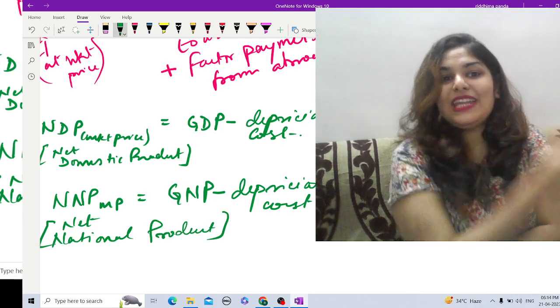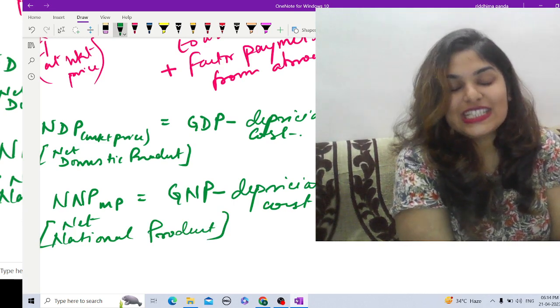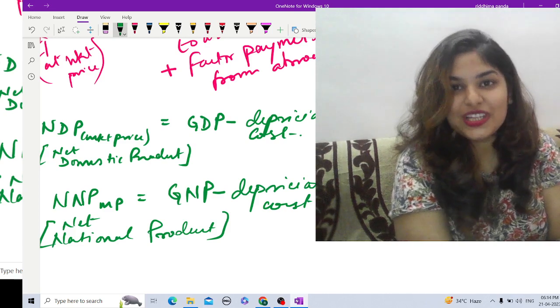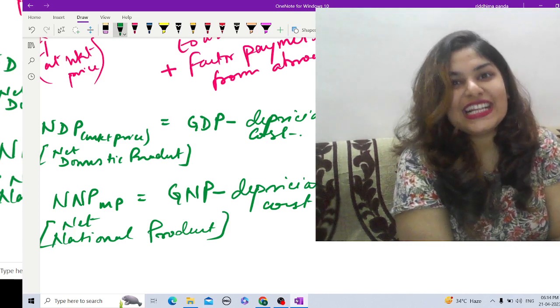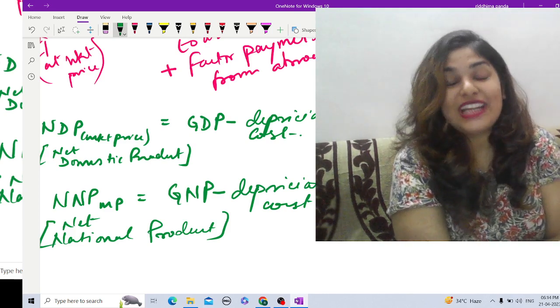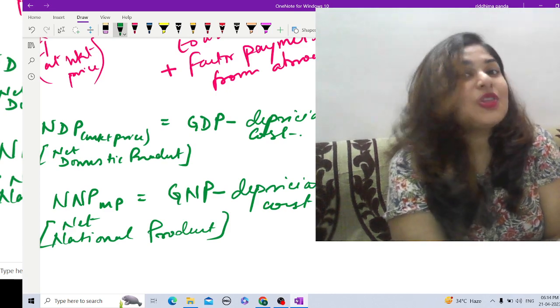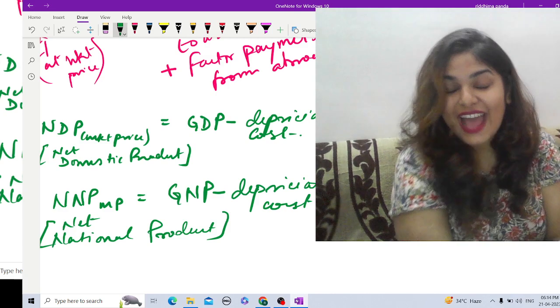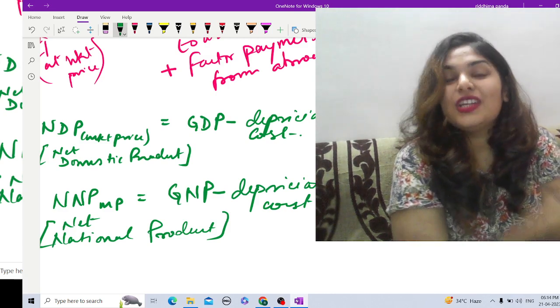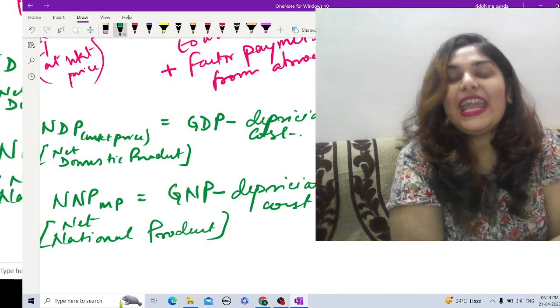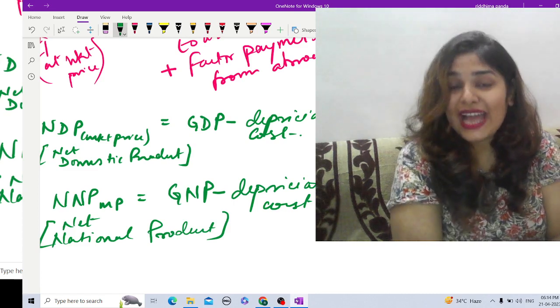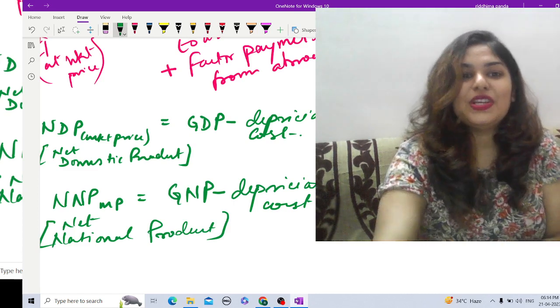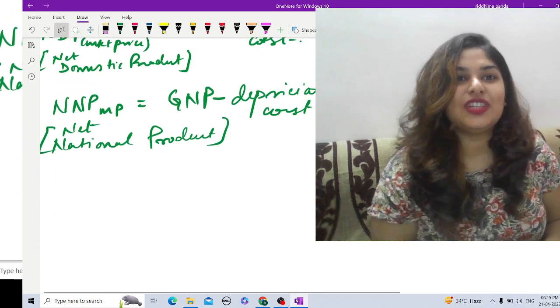So from NNP, that is our net national product, we can calculate our national income. That is, if we consider the net national product at factor prices, that is not at the market price, that means we have to subtract the indirect taxes and add subsidy. If we do that, we can calculate NNP at factor price and that will be our national income. So the next step is national income.